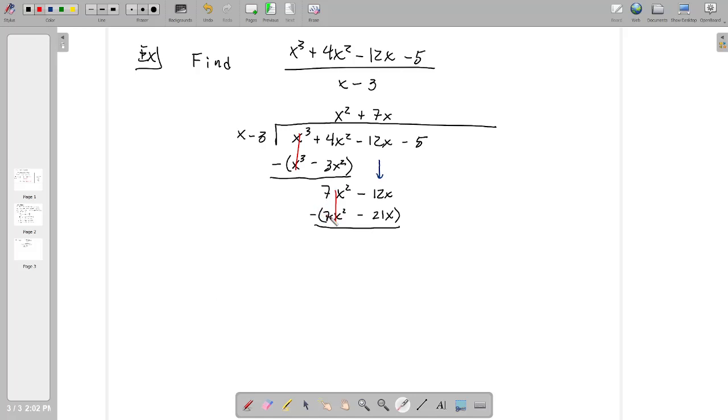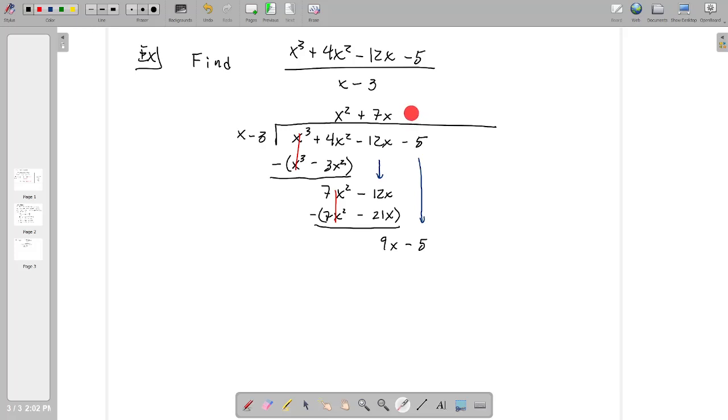Then do not forget to distribute your negative. So when we distribute this negative here, we would get a plus. So we would have 12x plus 21x, which of course is 9x. And we carry down our negative 5. So we have a negative 5 here.